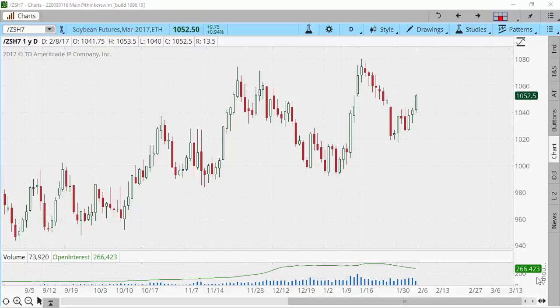Yes, soybean, I'm referring to soybean. This is something that a lot of people eat and drink every day, but I trade the soybean futures, and today I'm looking at the March soybean futures contract. This is a futures contract. All right, so let's get started.